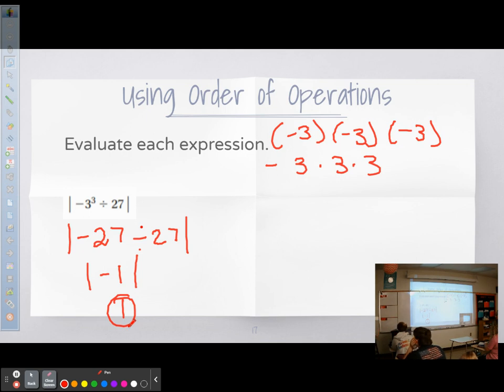Okay. Now what questions do you have for me on evaluating expressions with exponents? What about absolute value symbols? Try another one.